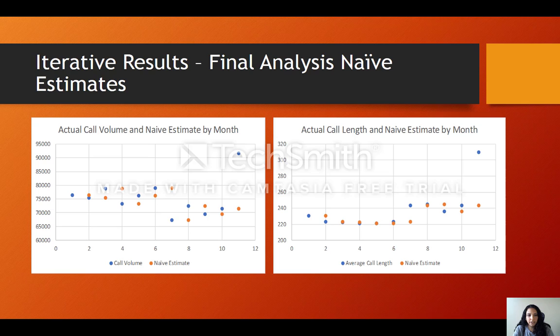And so you can see here for call volume, so the number of calls coming into the center, blue is actual, orange is estimated, and this is about the closest any of our models have ever been to actual results. And if we look at the call length, again, blue is actual, orange's estimate, we can see that this model is much, much closer, really with the exception of July and November in both models, where there seems to be an extreme difference between the two.